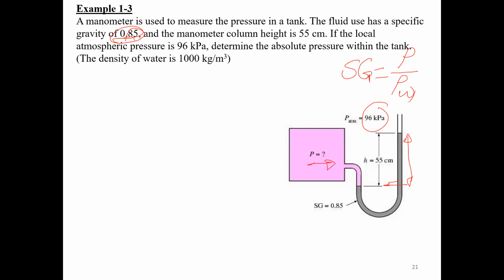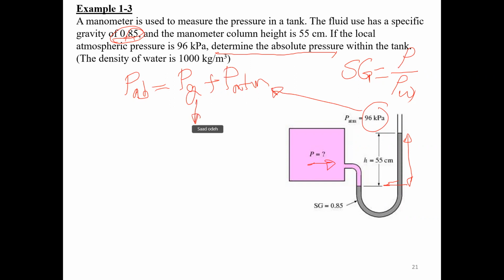So what we need here is to determine the absolute pressure. We said before, absolute pressure is equal to P gauge plus the atmosphere. All these are given. Atmosphere is already known. We need to know the gauge. And the gauge is given by the equation rho g h. We can find the gauge pressure, and then, of course, we can find the absolute pressure. Okay, clear?